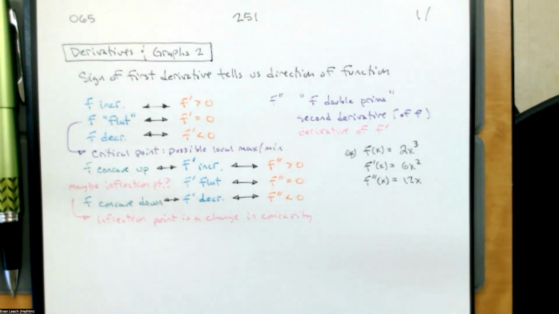When the first derivative is equal to 0, we call that a critical point. And we say that this is a place where we might have a local maximum or a local minimum or just a flat point. But an inflection point is where we are specifically changing concavity.